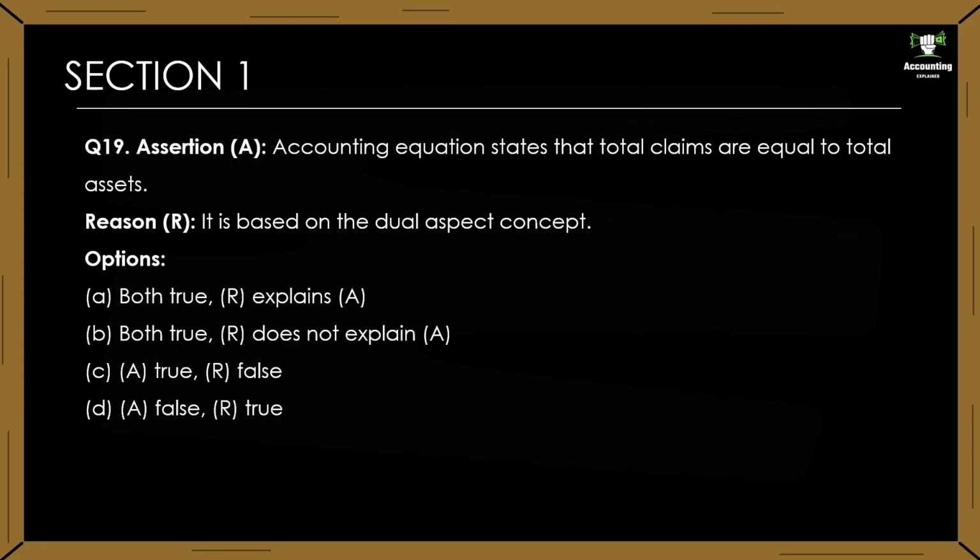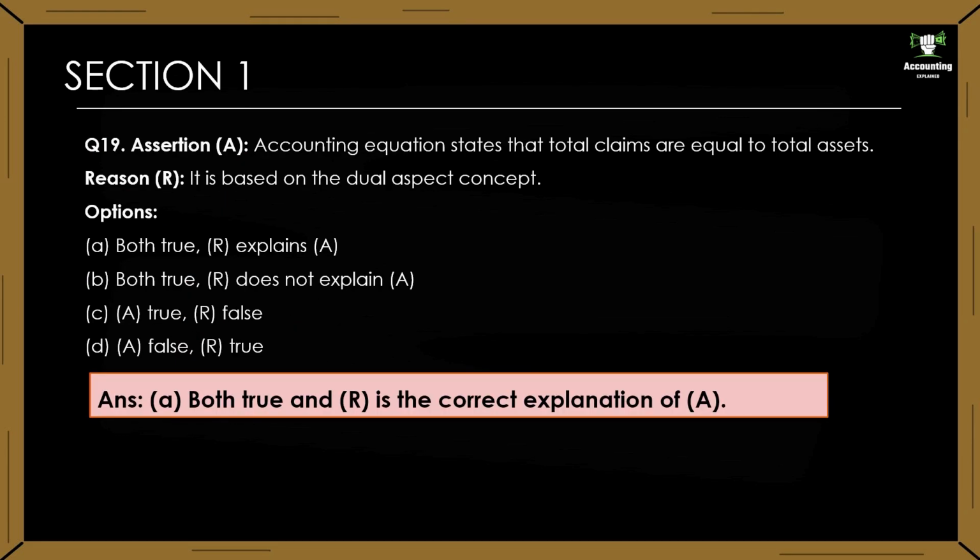Now we have come to the last two 1 mark questions which deal with assertion and reason. Question 19, assertion A. Accounting equation states that total claims are equal to the total assets. Reason R. It is based on the dual aspect concept. The options given are A, both true, comma, R explains A, B, both true, comma, R does not explain A, C, A true, comma, R false, D, A false, comma, R true. The answer is A, both true and R is the correct explanation of A.